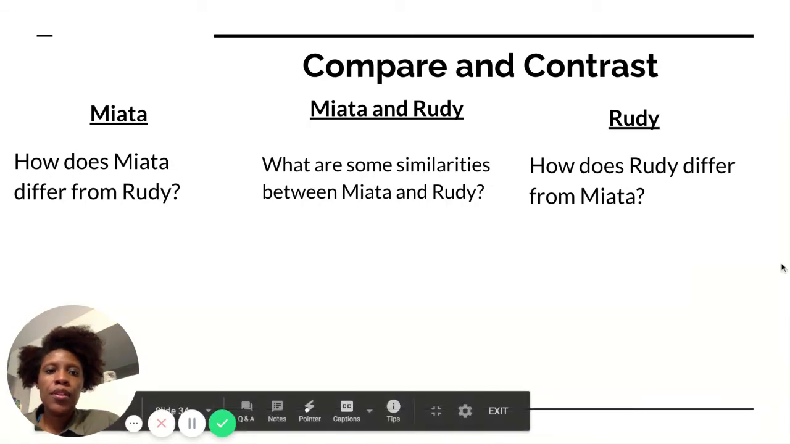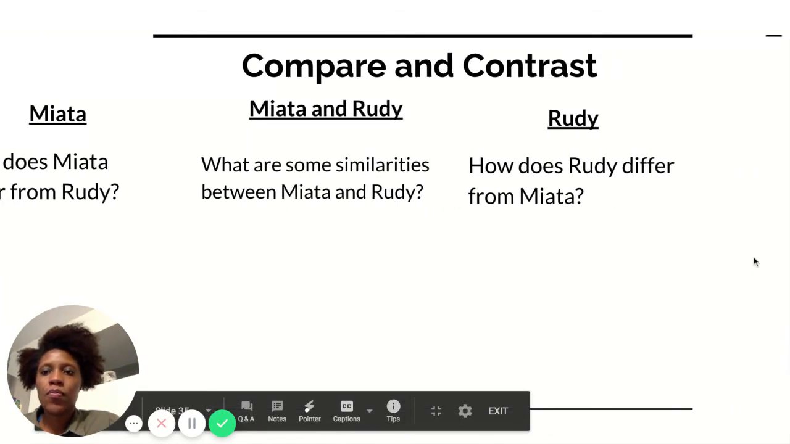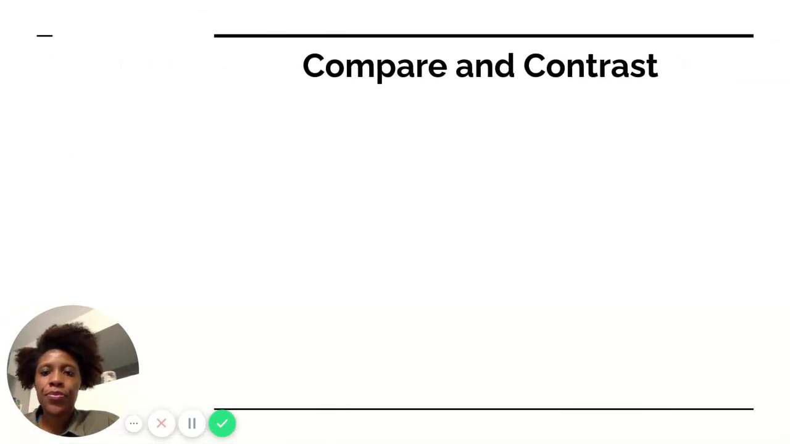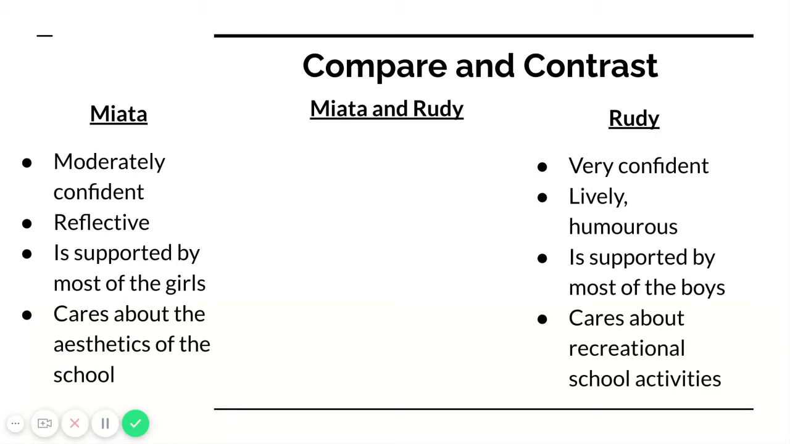So, using evidence from our text, let's compare and contrast Miyata and Rudy. For Miyata, I put that she's moderately confident. And we know this because during her speech, she started off really strong and then kind of wavered towards the end. She's reflective because even though she was feeling a little discouraged at the end of her speech, she knew she had to reevaluate her approach.